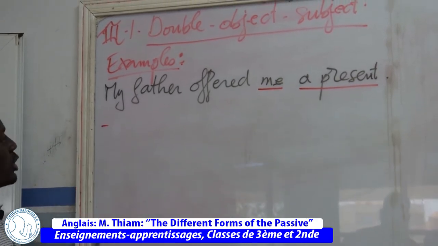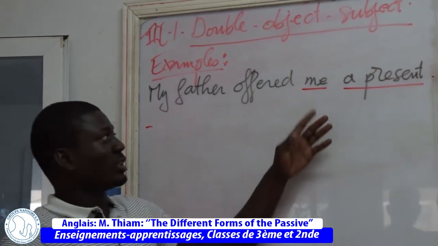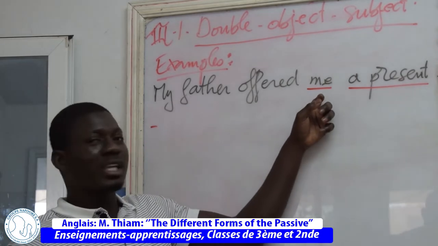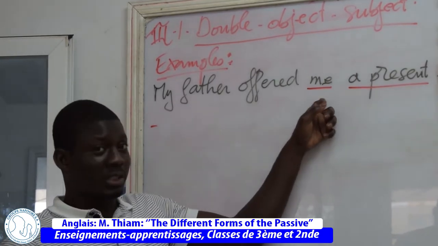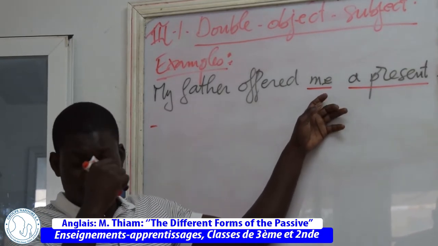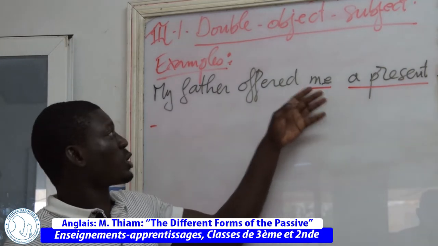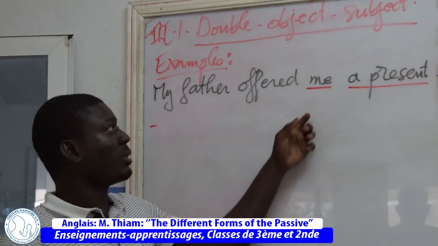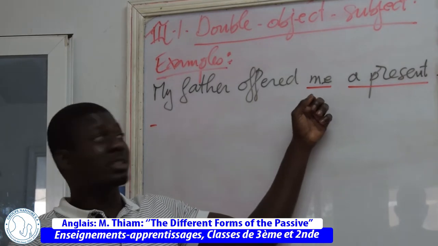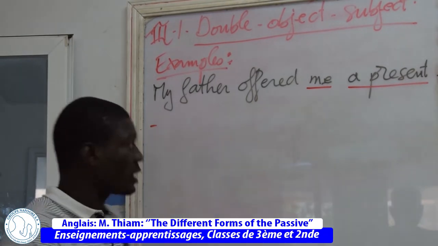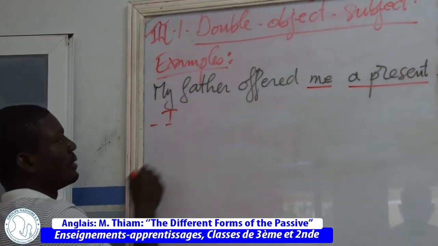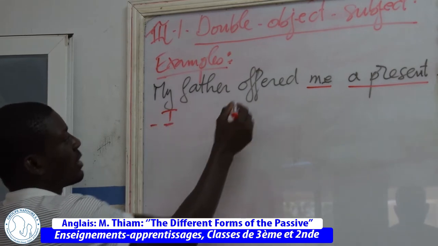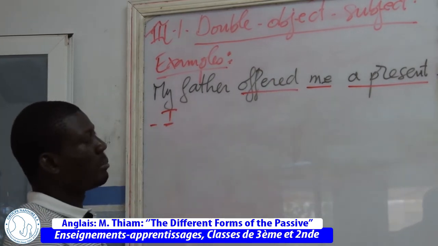Now, let's try to get a passive sentence from me. So, me is an object personal pronoun. Which means that if we need to turn this sentence into the passive form, me will become a subject. We will use the subject personal pronoun of me, which is I. Okay? What tense is it? This is the simple past.